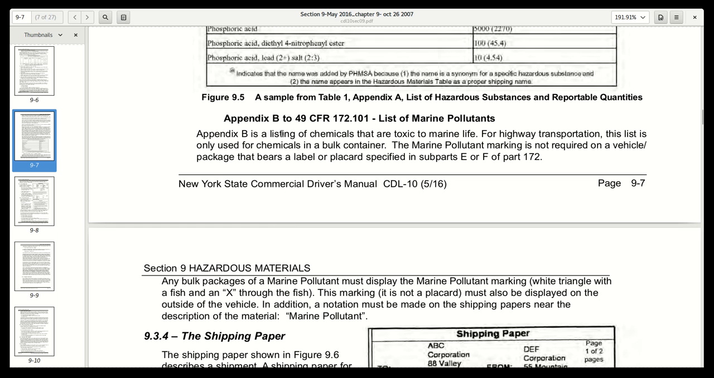Alright, Appendix B to 49 CFR 172.101, list of marine pollutants. Appendix B is a listing of chemicals that are toxic to marine life. For highway transportation, this list is only used for chemicals in a bulk container. The marine pollutant marking is not required on a vehicle package that bears a label or placard specified in subparts E or F of Part 172.